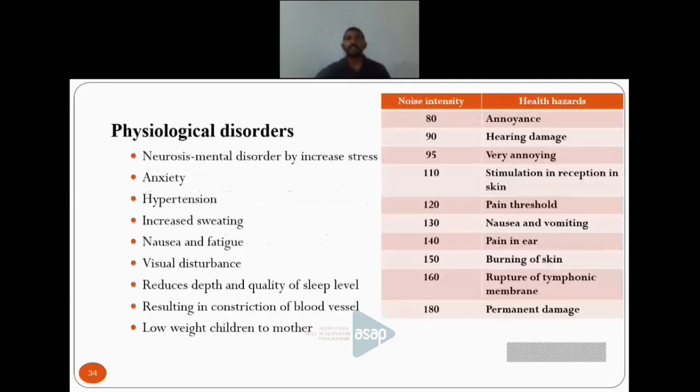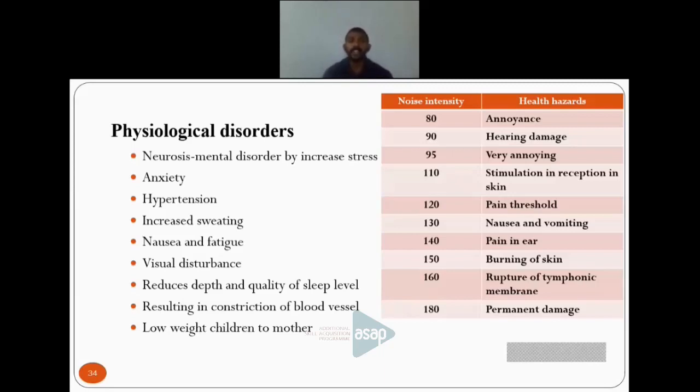So next are the psychological disorders. First is neurosis, a mental disorder caused by increased stress. If the sleep is not good, and there is continuous exposure to noise, all these things cause neurosis, which is a mental disorder. Another one is anxiety. Anxiety also increases if you are exposed to noise for a long time. And hypertension. While we are exposed to higher noise, surely the blood pressure will increase.